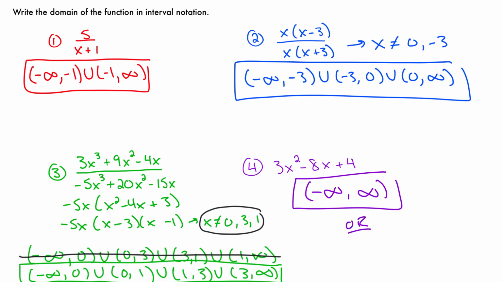Or you could say all real numbers, which is a capital R with an extra line through it. That's the symbol for all real numbers, just as a little aside.